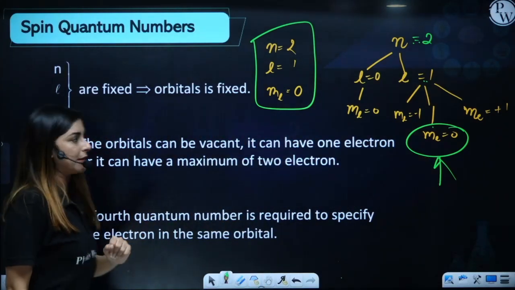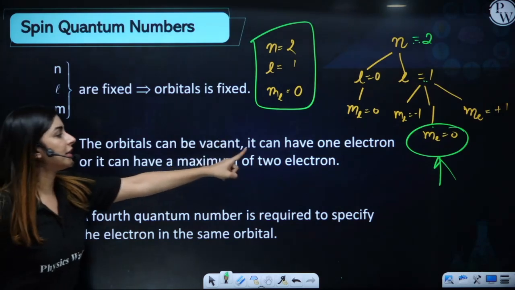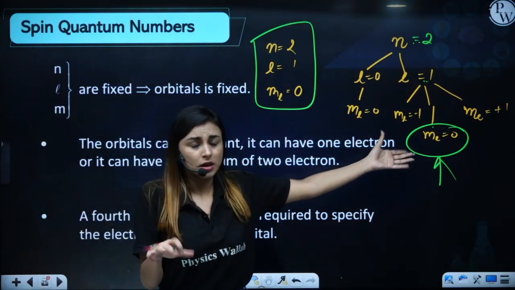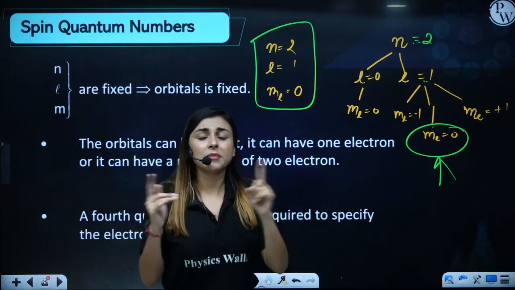Whoever is your friend. The orbitals can be vacant, the house can be vacant. Maybe no 2 electrons are present. Maybe 1 electron is present.